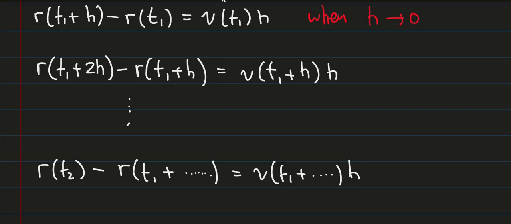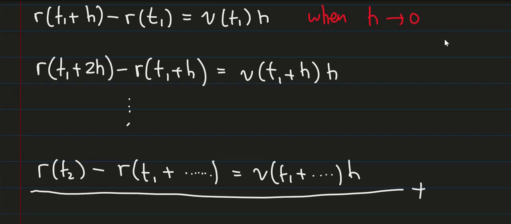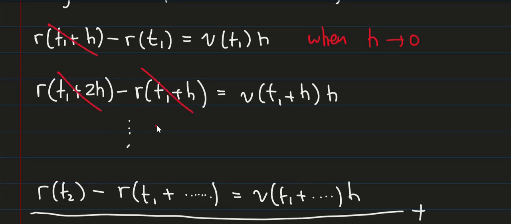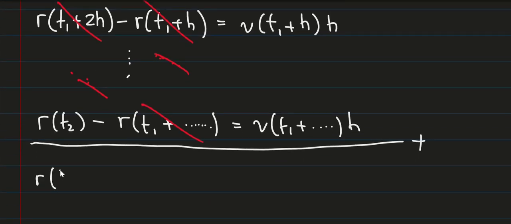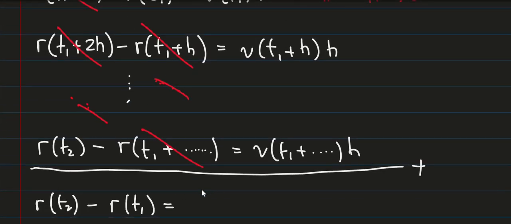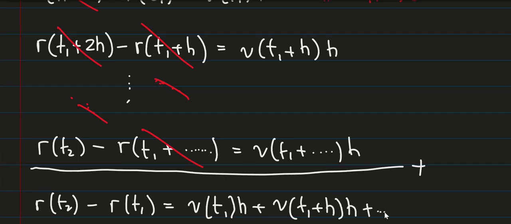Now we can just add everything, so in the final result we can cancel these terms out. At the end, on the left hand side we get r(t2) minus r(t1), which is the total displacement, and on the right hand side we get v(t1) multiplied by h, v(t1 plus h) multiplied by h, and so on.